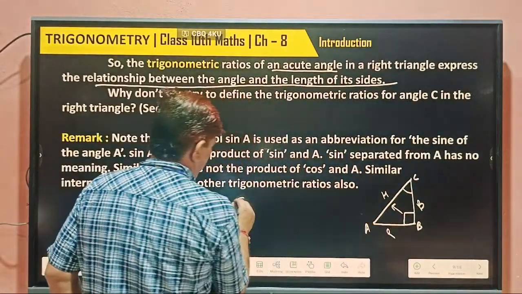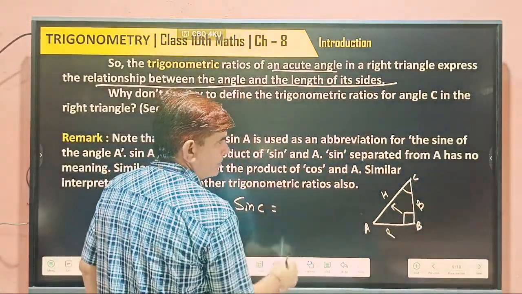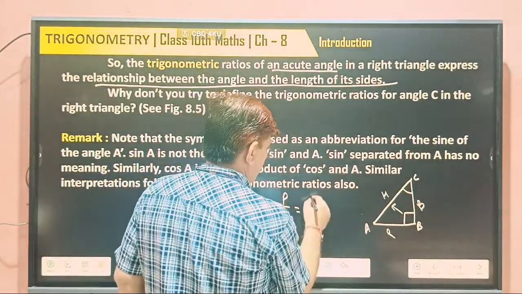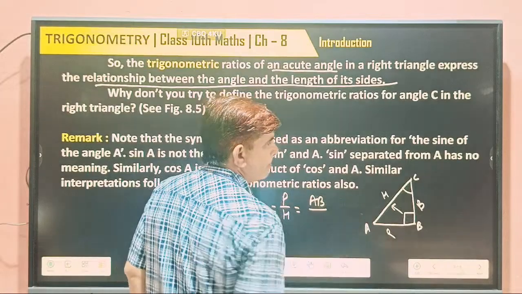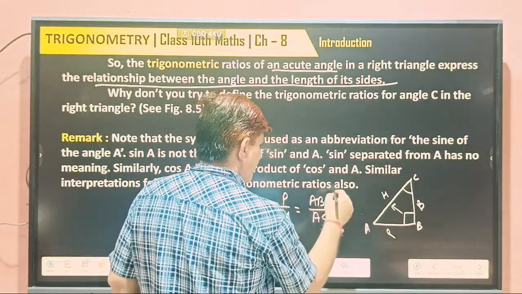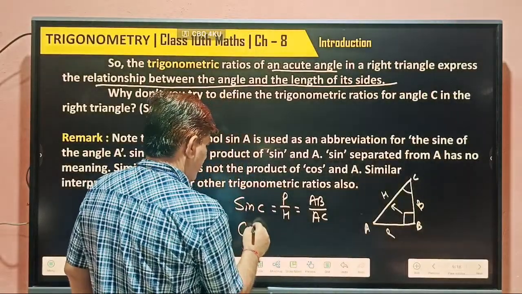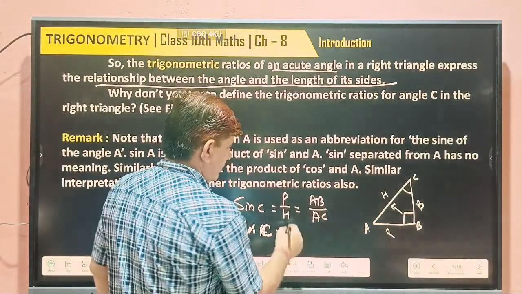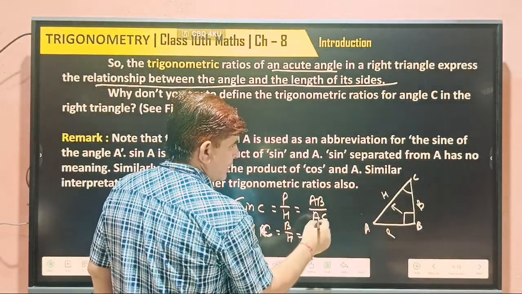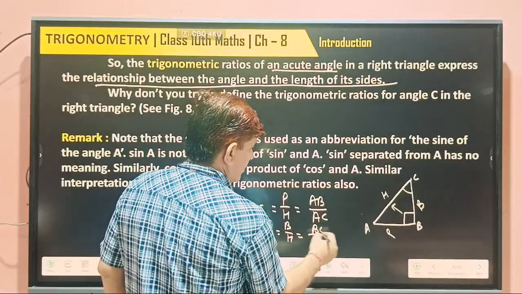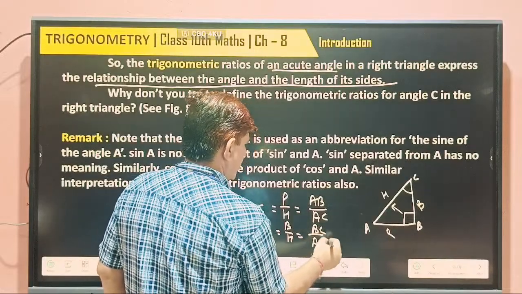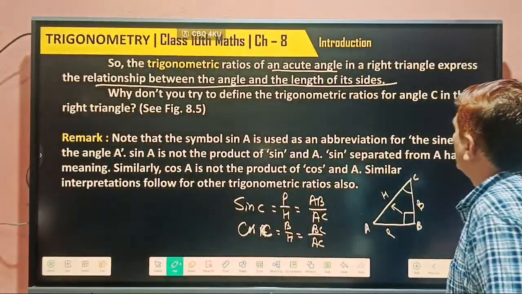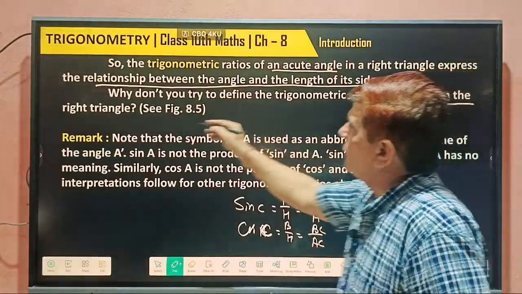So what is sine of A? Sine of C, sorry. Again we know perpendicular by hypotenuse. Which one is the perpendicular? AB by AC. Cos of A, C sorry, not A. Base by hypotenuse. Which one is the base here? BC by AC. Understood? This is for angle C in the given right angle triangle.